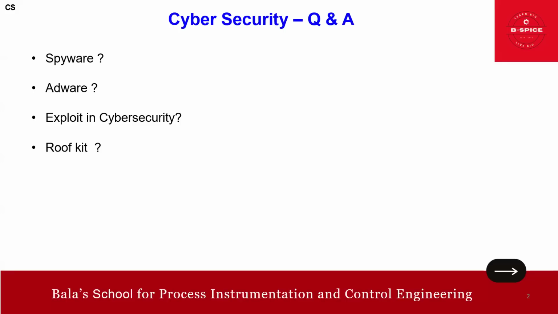Then rootkit. What is a rootkit? A rootkit is software designed to grant unauthorized access to a computer system, often masking its existence or the existence of other software. So basically, it's software designed to grant unauthorized access to a computer.